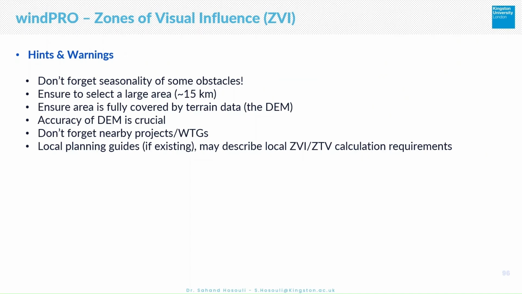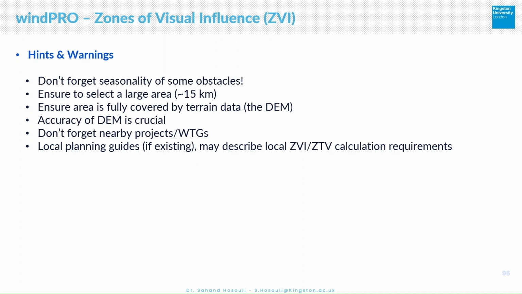And in doing the ZVI, you need to always remember seasonality of some obstacles, although in the UK we don't need to consider this. We need to ensure that a large area has been selected, perhaps around 15 kilometers, in our case 30 kilometers. The area needs to be fully covered by the terrain data, because as I mentioned before, that's the only thing that needs to be considered.